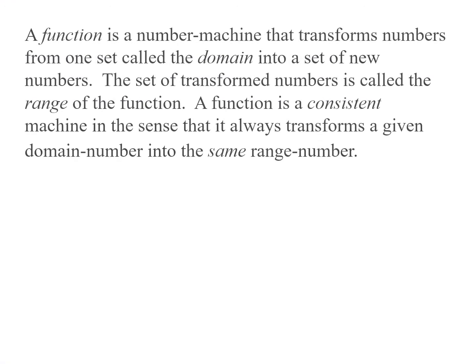A function is a number machine that transforms numbers from one set, called a domain, into a set of new numbers. The set of transformed numbers is called the range of the function. A function is a consistent machine in the sense that it always transforms a given domain number into the same range number.